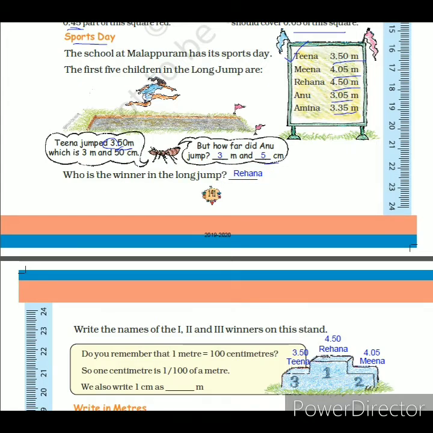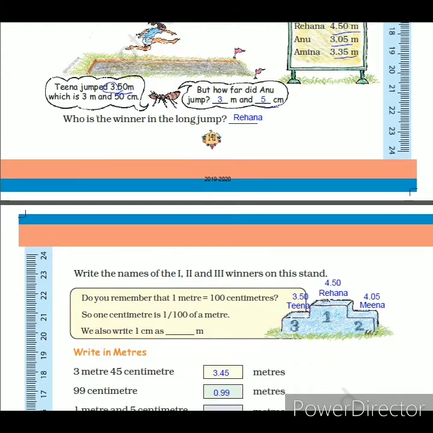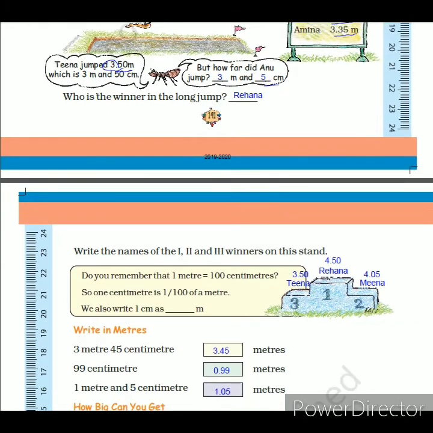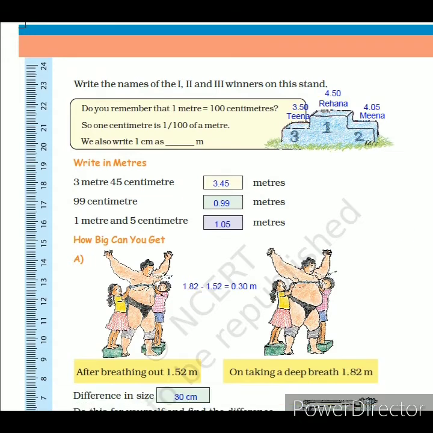Now move to the next page. Few more questions related to this topic are given there. See, first one is write the names of the first, second and third winners on this stand. Here the position who got first, second and third we have to write in this stand. Yes, we know that in our school also those who are getting first prize, second prize and third prize, the students come and stand on this stand. Like that, here we have to write the first prize, second prize and third prize.